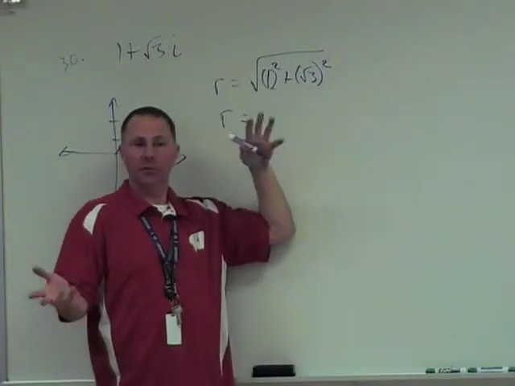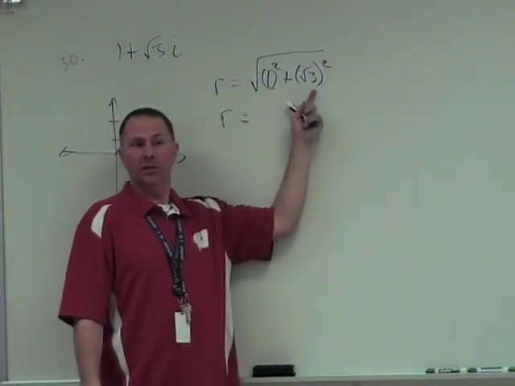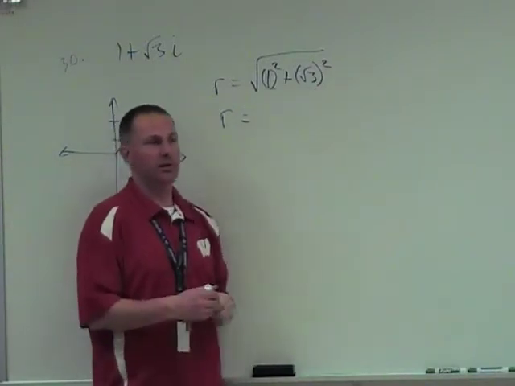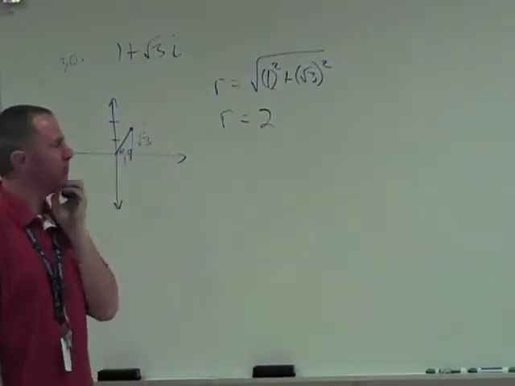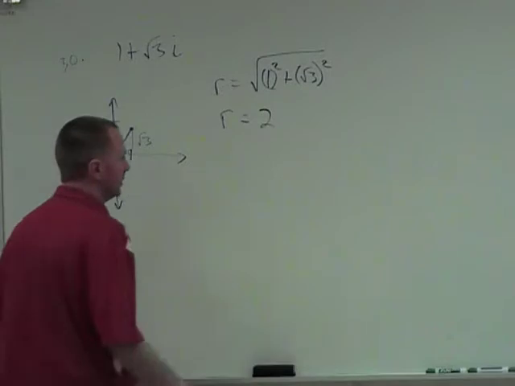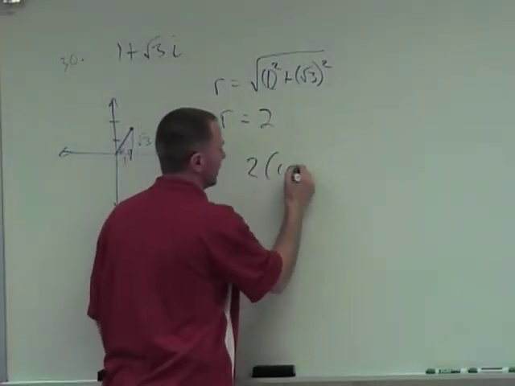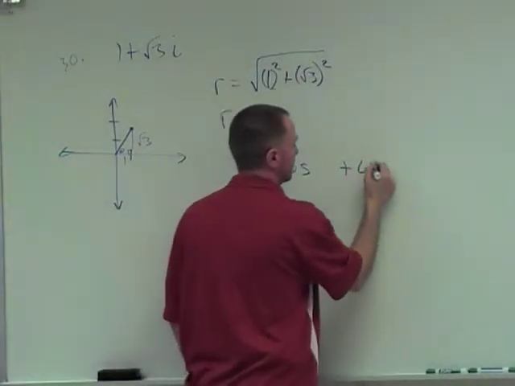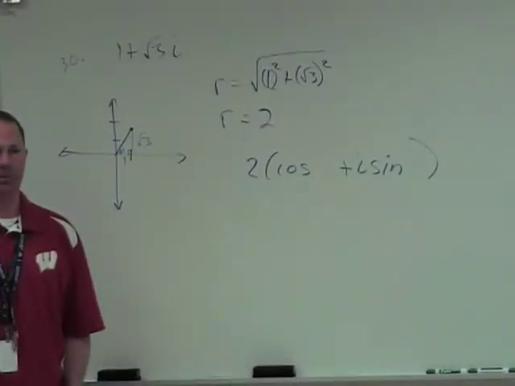Anytime you take the square of a square root, it's just a number. So 1 plus 3 is? 4. Square root of 4? 2. Good. Excellent. R is 2. So we have the first part of what we're doing here. The new form is 2 times the cosine of theta plus i times the sine of theta. I don't know what theta is yet, but we're about to find out.